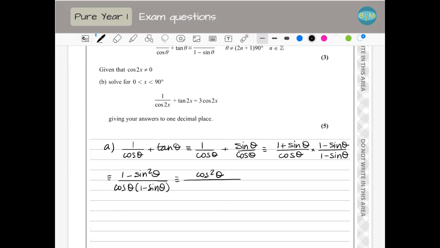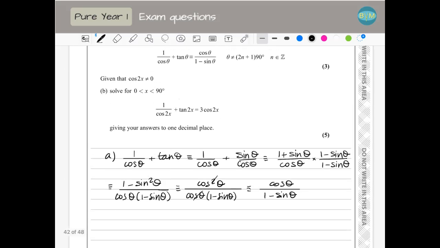And now we are going to have it very quickly. So cos theta times 1 minus sine. I can cancel the square with this one, and then I have cos theta divided by 1 minus sine. That's what I wanted to find. So this is the first one.